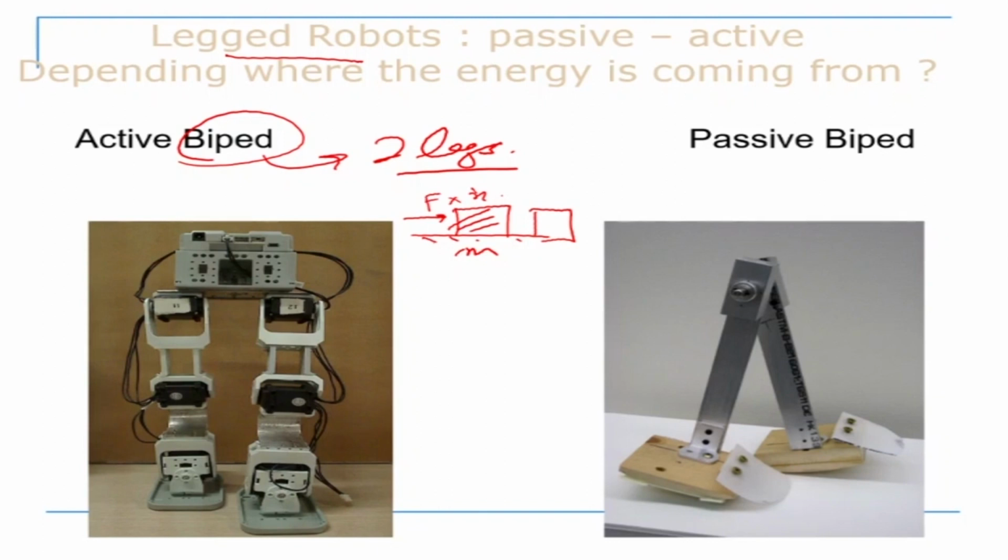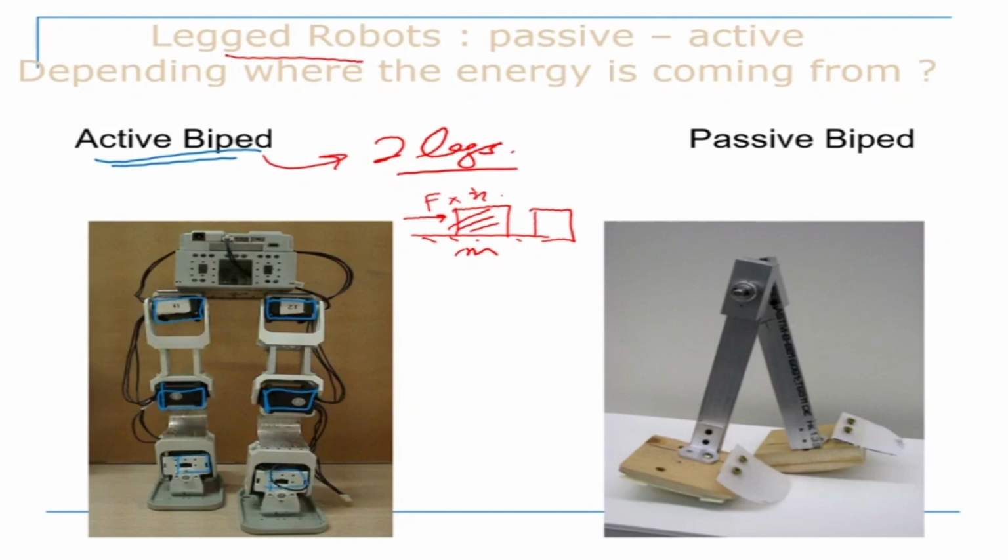Okay, now in the case of an active biped, it has motors at the joints. So you can see that this is an active biped. The one on the left hand side is an active biped, and these are motors. So these are servo motors. We had discussed servo motors. So each of those joints has servo motors.